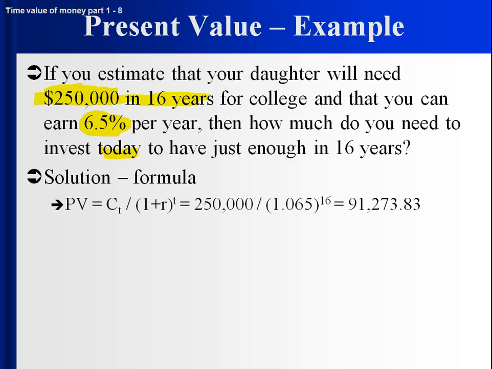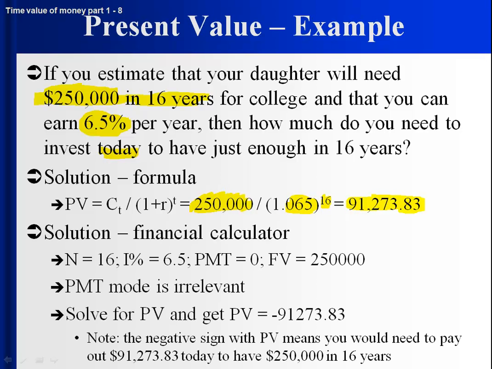So again, 250,000 is what you're going to need in 16 years. 6.5% is the discount rate, discounted for 16 years, 91,274. Use the financial calculator. You need 250,000 in 16 years. Discount rate is 6.5%, 91,274.